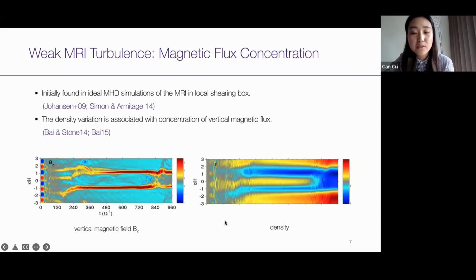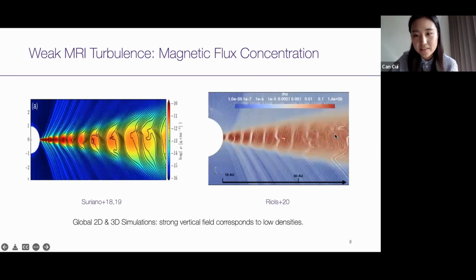And if you look at the density, you can see that the densities are quite low at the locations of flux concentration. So this is in local shearing box simulations. Then people did some global simulations in 2D and 3D, even though their resolution is a bit low, but they find the same conclusion.